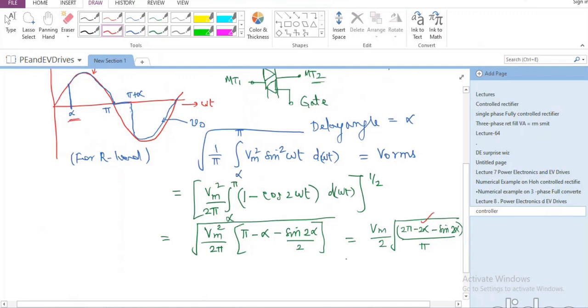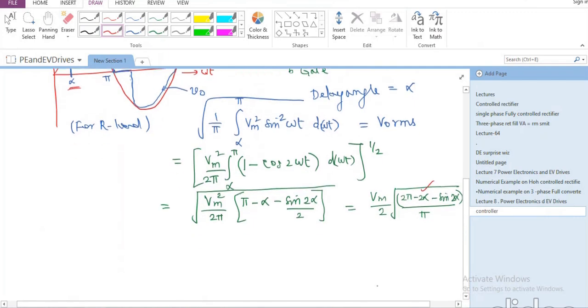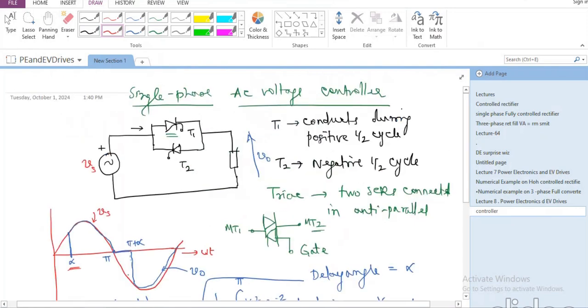our overall output, what you get. So if we are looking at it, this is the expression for resistive load. When we talk about resistive load, this is going to be the output voltage. And this RMS value is a function of whatever is the firing angle, as I told you earlier.